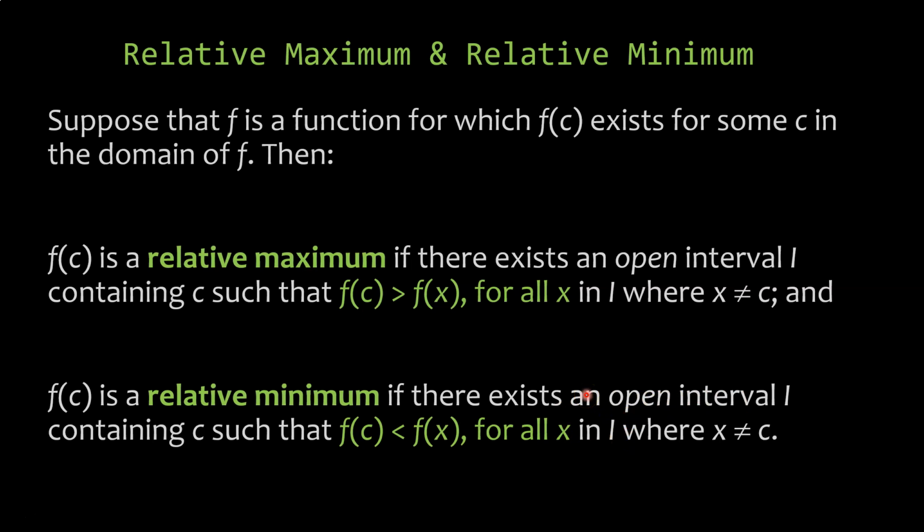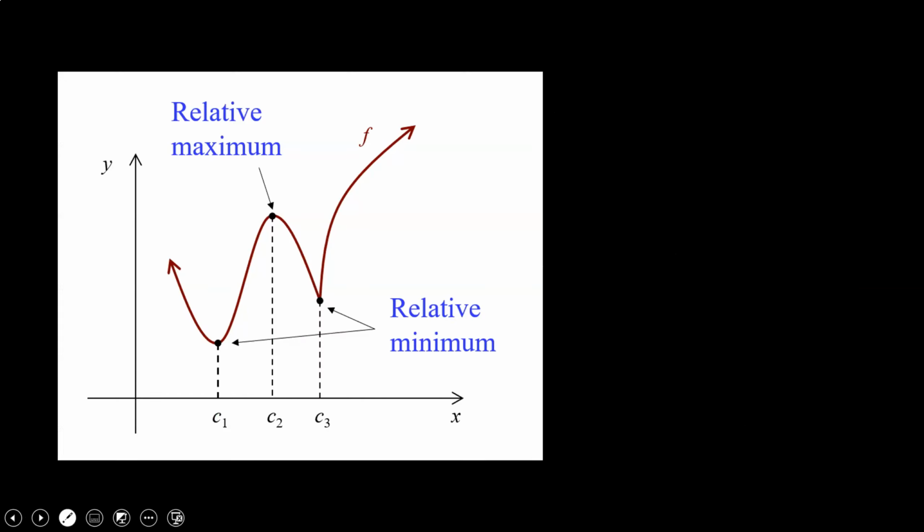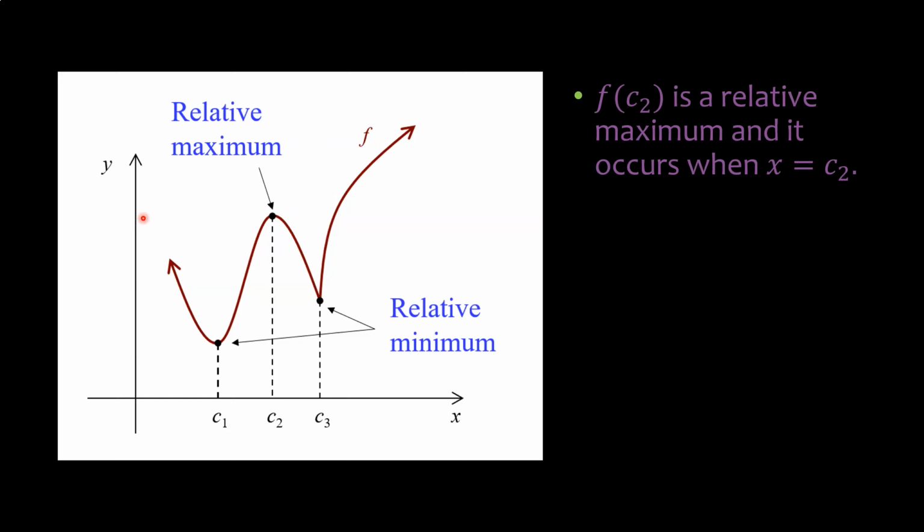Okay, so that's a lot of words, but a picture is worth more than 1,000 words here. Let's take a look. Okay, as you can see, here is C2. Here is f of C2. F of C2 is a relative maximum, and it occurs at x equals C2. Okay, so that's how we would say that.